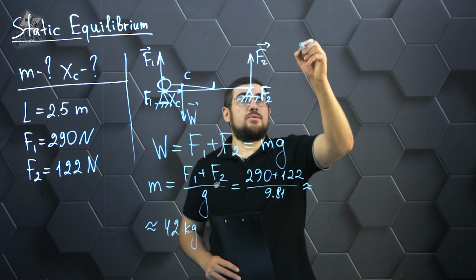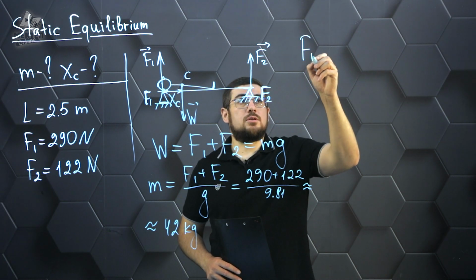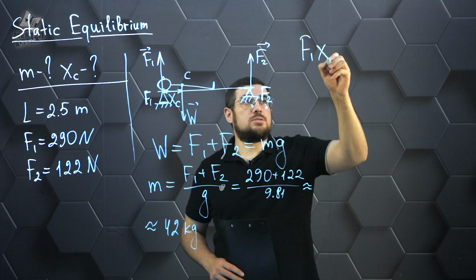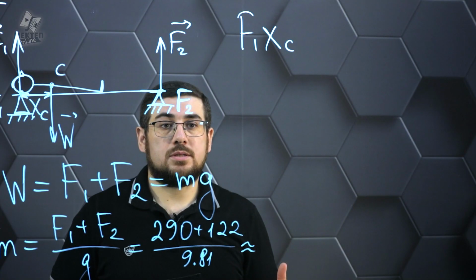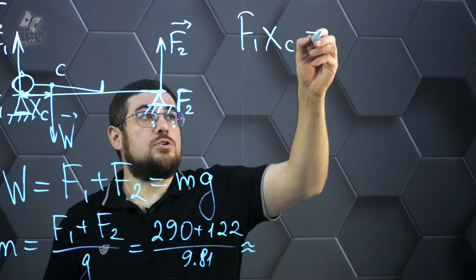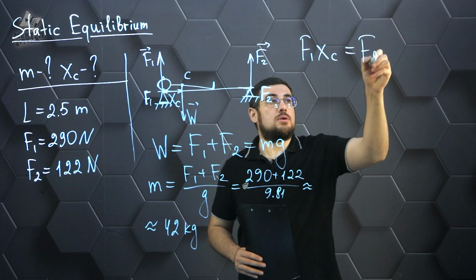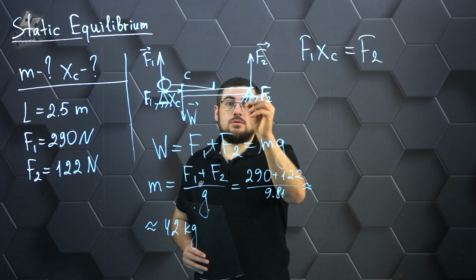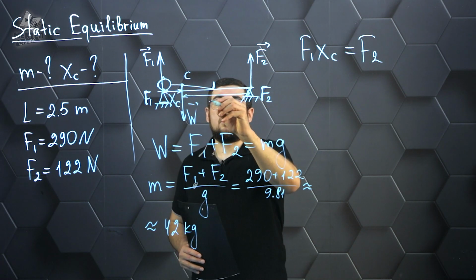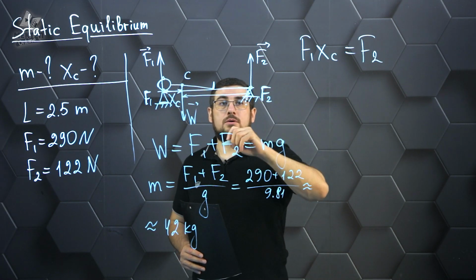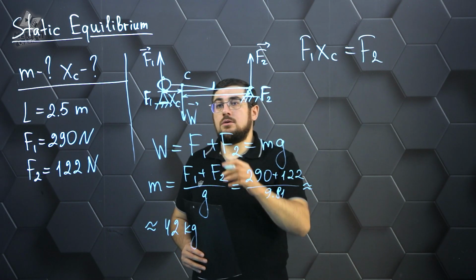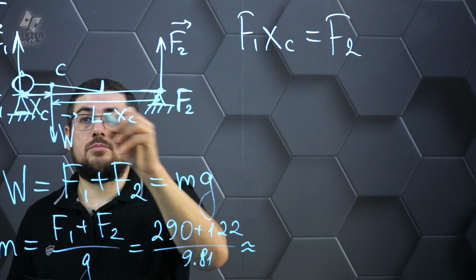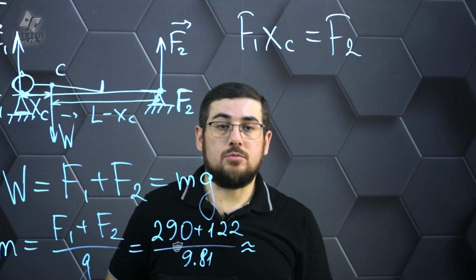Then it turns out that the two forces creating two moments must compensate each other. And thus it turns out that the moment of force F1, the product of this force and its lever arm, will be equal to F2 times the lever arm of this force. Accordingly, the lever arm of this force is the distance from point C to this end of the board. And this value will be equal to the difference between the entire length of the board and the arm of the first force, that is L minus XC.